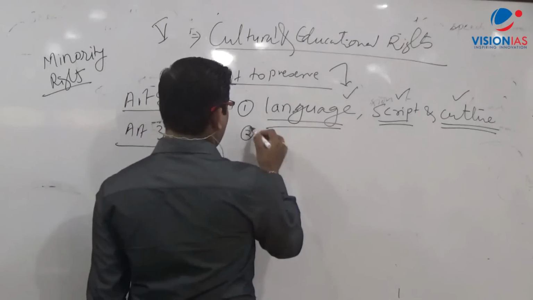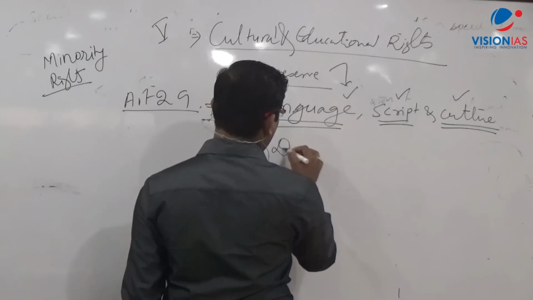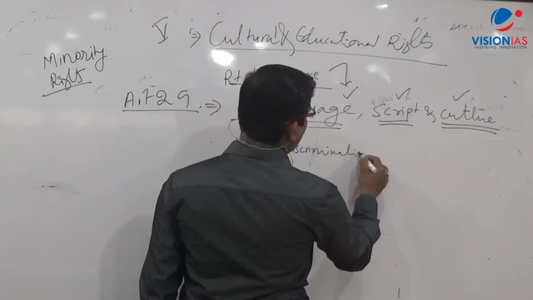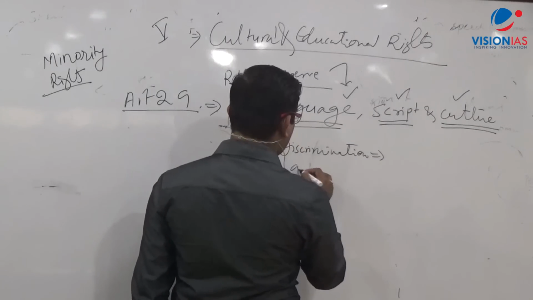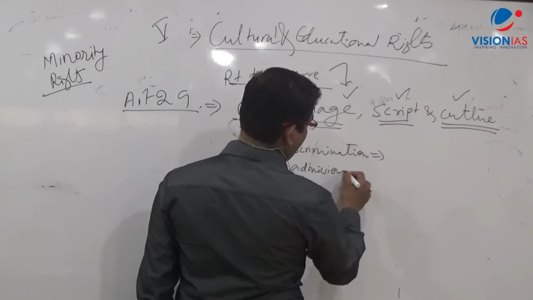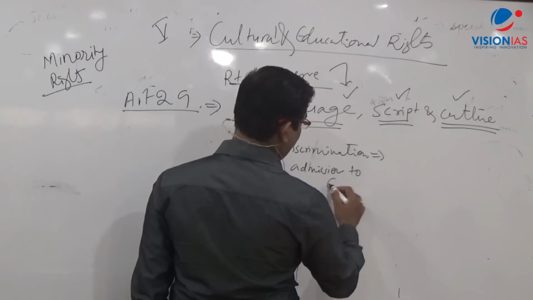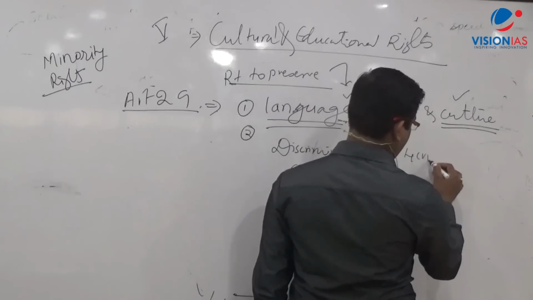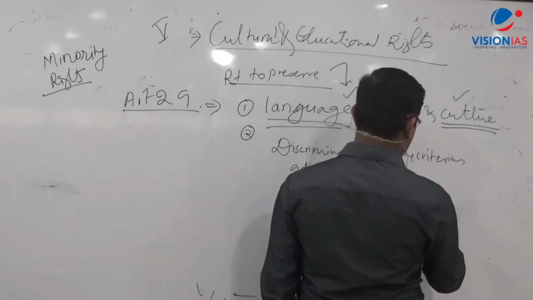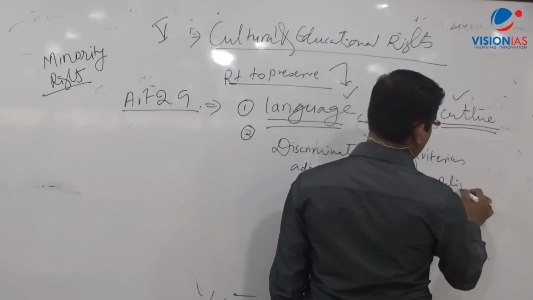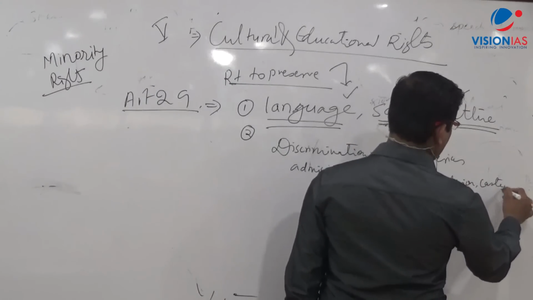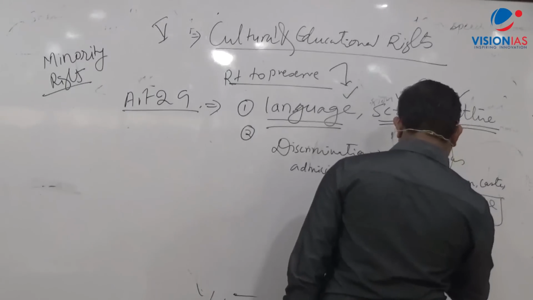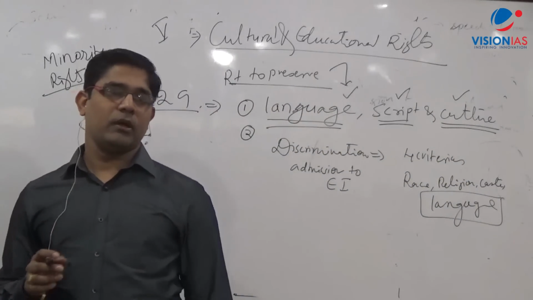And second, within 29 only, there will not be discrimination, something like what we did in Article 15. There will not be discrimination in admission to educational institutes on the basis of four criteria: race, religion, caste and language. This is important because the rest are quite similar to that of Article 15.